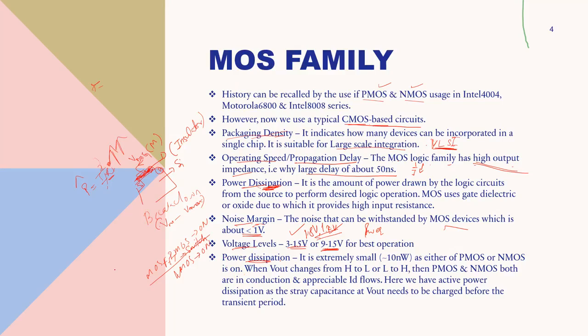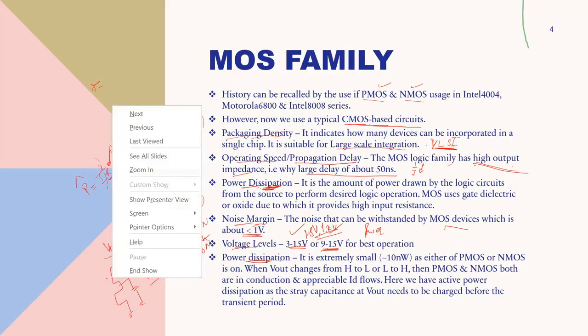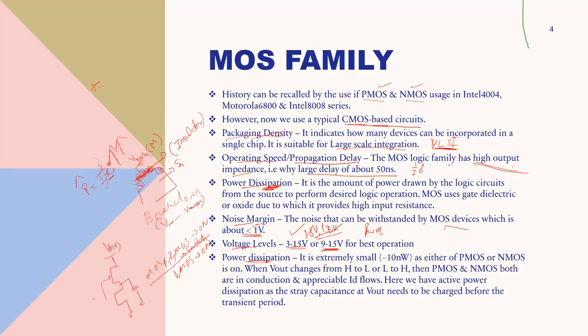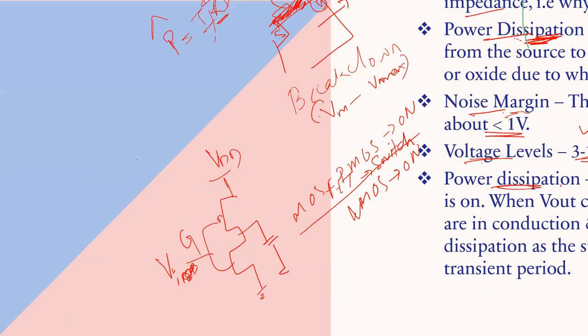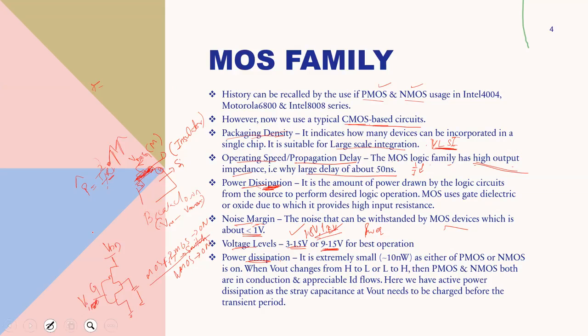Okay, so let's say I'm drawing a MOSFET, and this is my capacitance at the output, this is my VDD, and this is my gate, and I'm supplying V input. Now V input can be either 0 or it can be VDD.